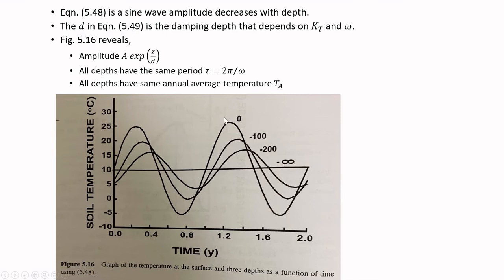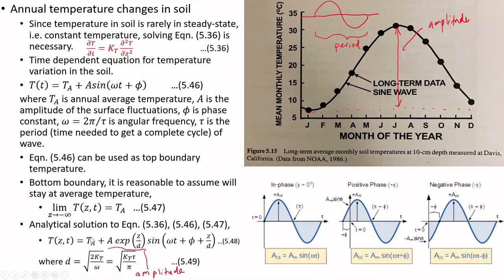At the surface, the amplitude change is quite large. When you go to negative 100 depth, the fluctuation of the amplitude becomes smaller. If you go to negative 200, the fluctuation is even smaller. And if you go to infinity, it's almost a straight line. So if you go deep enough, you find a straight line, and you get the average temperature, TA.